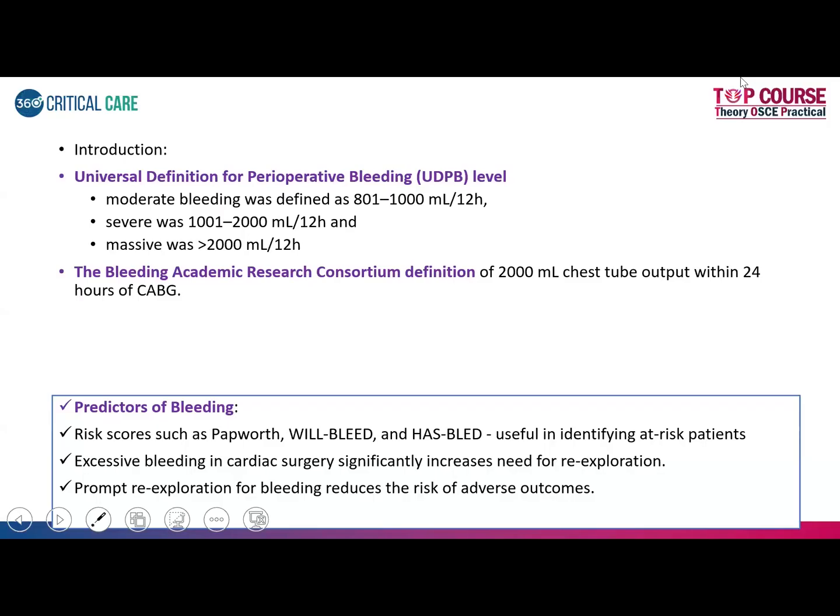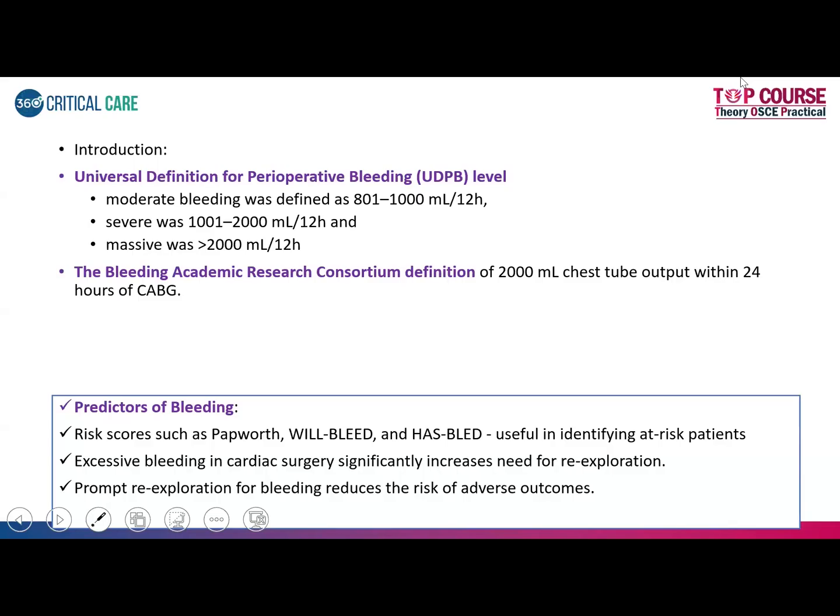Severe perioperative bleeding was defined between 1000 to 2000 per 12 hours, and massive was more than 2 liters per 12 hours. The Bleeding Academic Research Consortium definition says 2 liters in the chest tube output within 24 hours of CABG. So these are two definitions which have been given. Any one of the definitions you can mention in the exam, and there are various risk scores like WILL-BLEED, HAS-BLED, and Papworth score, which help in identifying the at-risk patients.